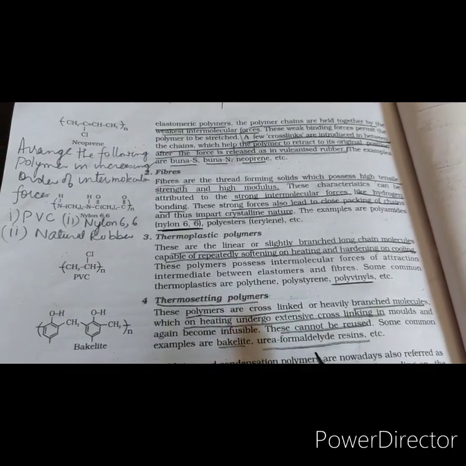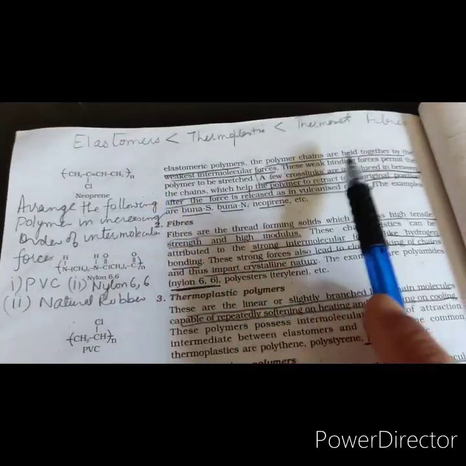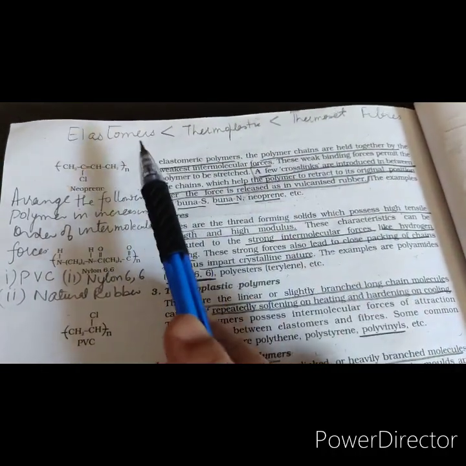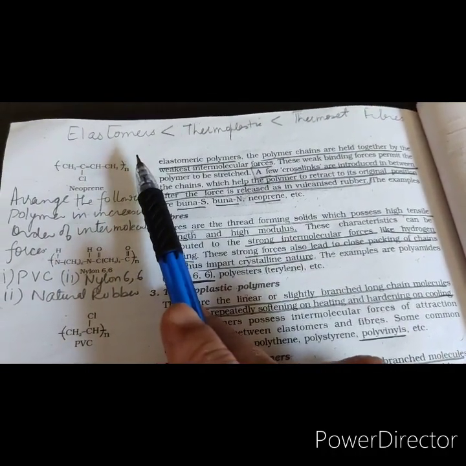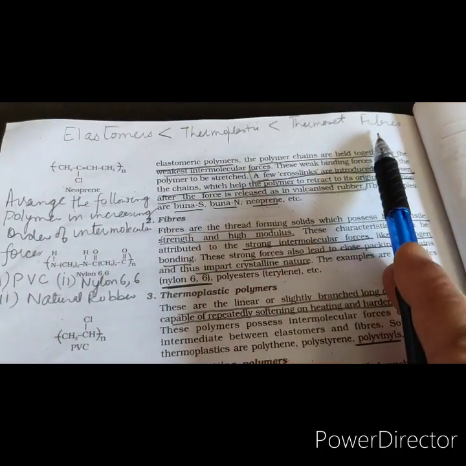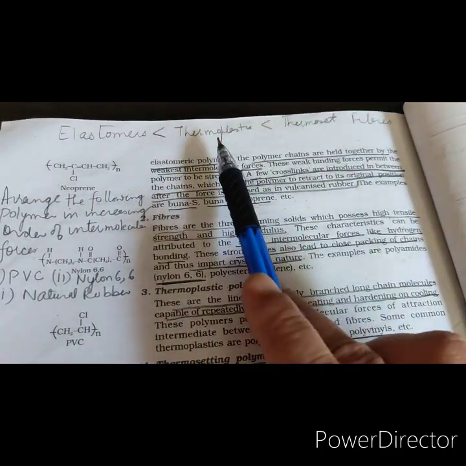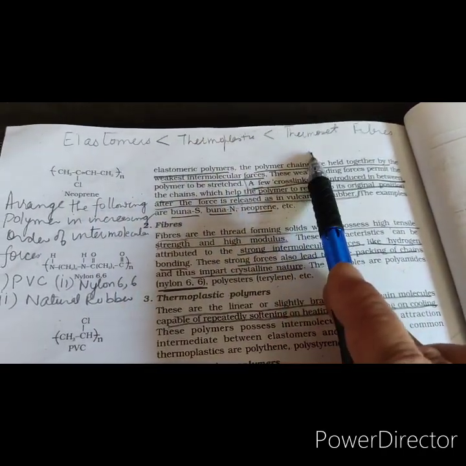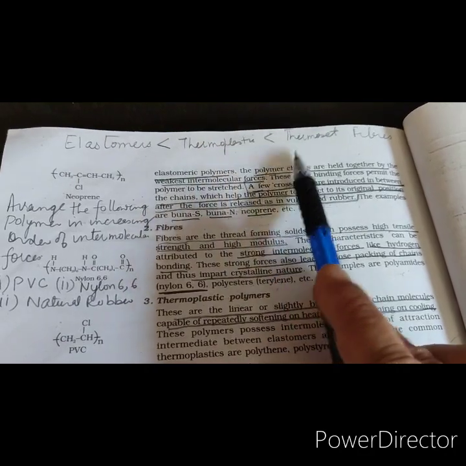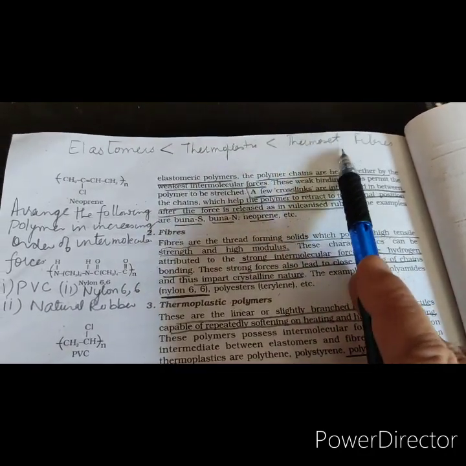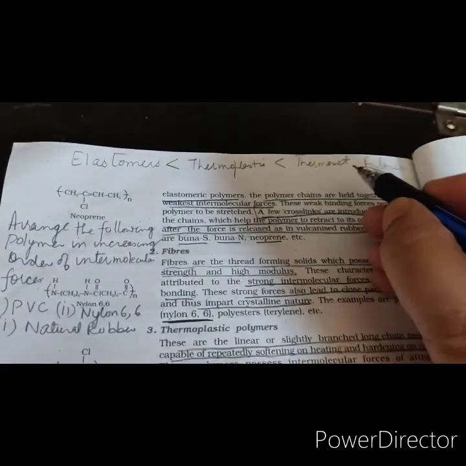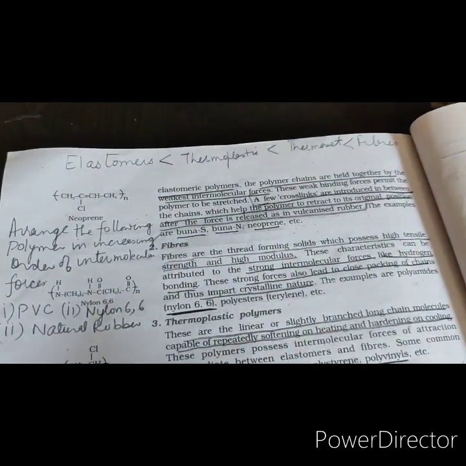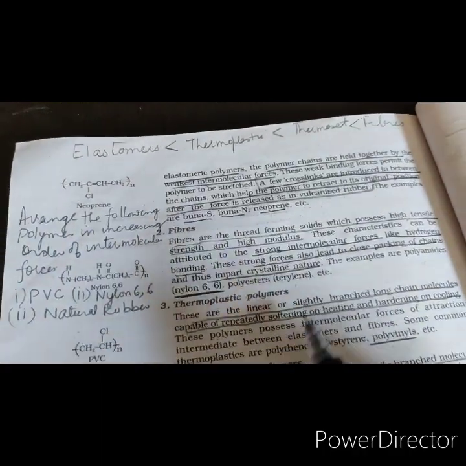Now the question generally comes, arrange these polymers on the basis of their intermolecular forces. So the weakest intermolecular forces are present in elastomers, strongest in fibers, and thermoplastic comes in between elastomers and fibers, but thermosetting will come after thermoplastic. So they are very near to fibers, but fibers have the strongest forces. So this you need to know.